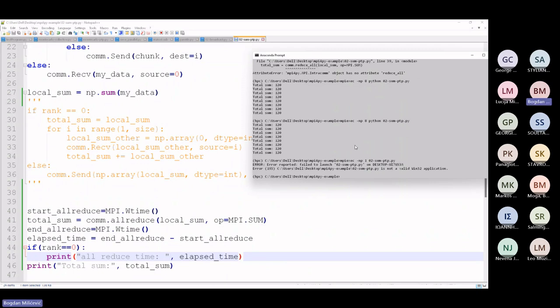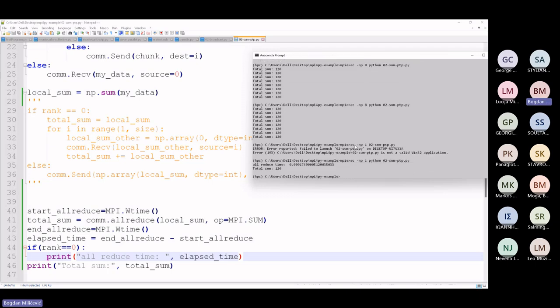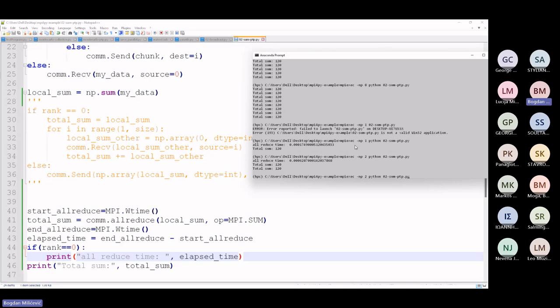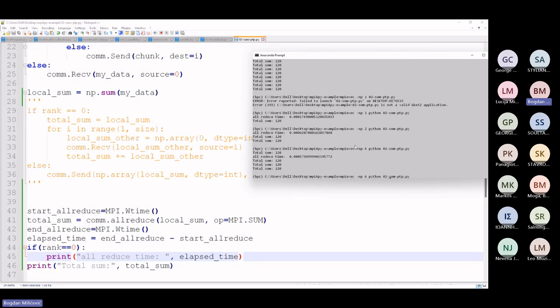That was an error. Why? Oh, again, I forgot the word Python. Okay, all reduce time is okay like this with one process. Let's try it with 2. Let's try it with 4.